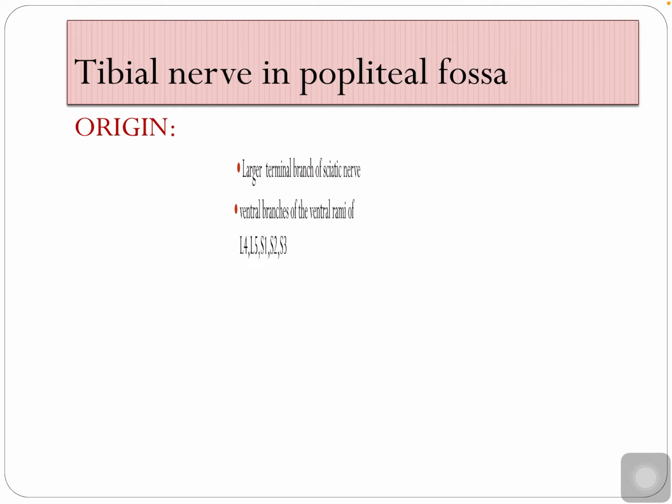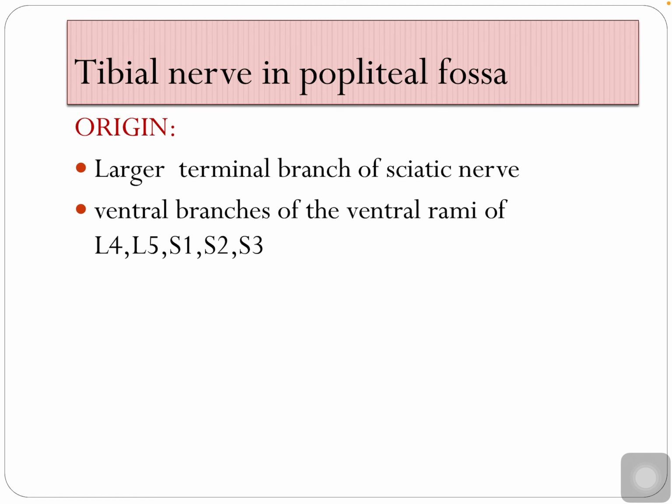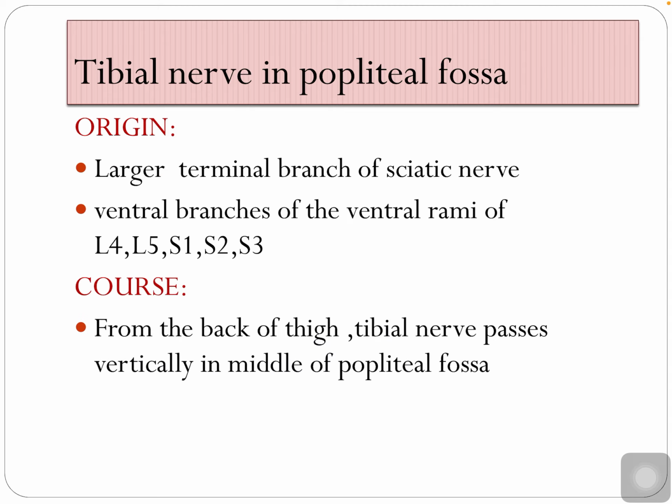Tibial nerve in popliteal fossa. Origin: larger terminal branch of sciatic nerve. So sciatic nerve has two components, tibial component and common peroneal component. It terminates in the upper angle of the popliteal fossa. It is formed by ventral rami of L4, L5, S1, S2, S3. From the back of the thigh, the tibial nerve passes vertically in the middle of popliteal fossa.